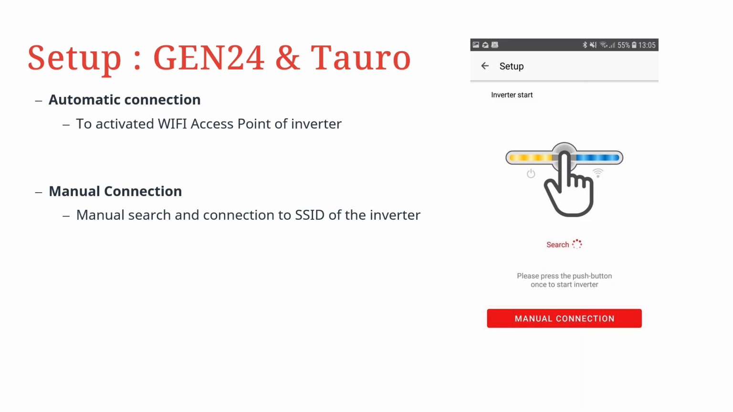You'll hold your finger over the light sensitive button that is displayed in the middle of the inverter for 1 to 2 seconds. As soon as the light is flashing blue, we have now enabled the Wi-Fi access point. We will then need to go to manual connections if you want to manually search for the connection of the SSID of the inverter.